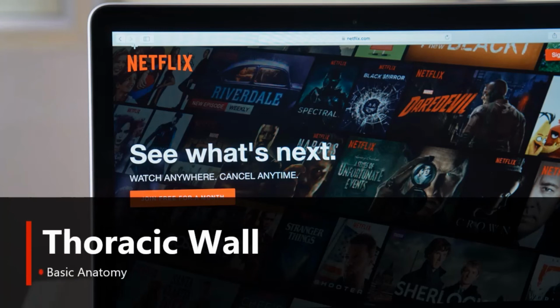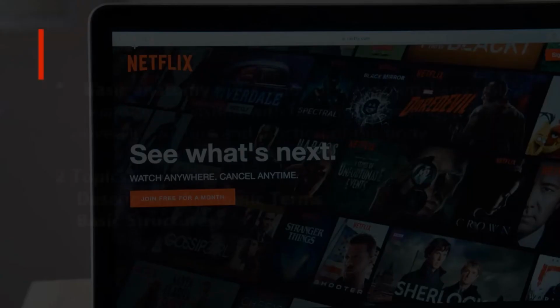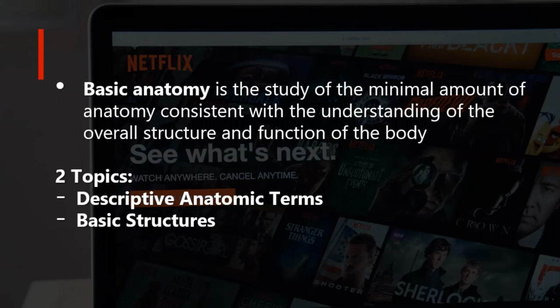Our first topic is thoracic wall. Let us first discuss the basic anatomy under thoracic wall. Basic anatomy is the study of the minimal amount of anatomy consistent with the understanding of the overall structure and function of the body. Under basic anatomy, we have two topics.